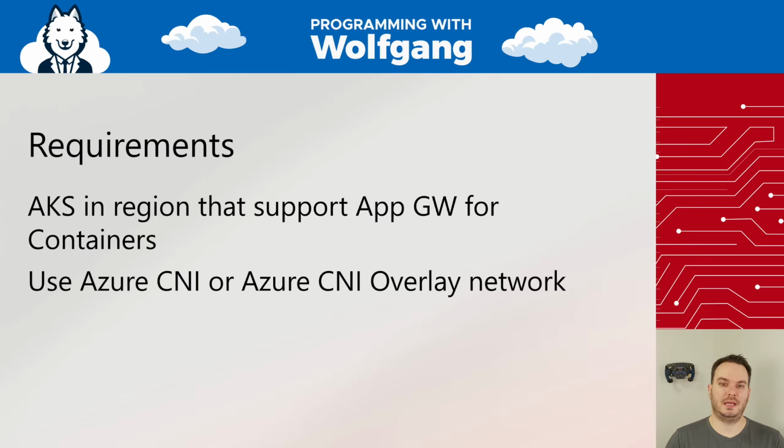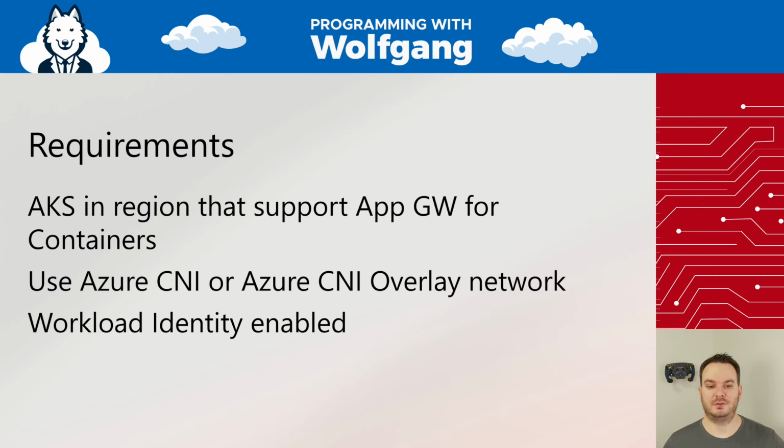Then also for the network, you have to use the Azure CNI or the Azure CNI overlay network. By default, if you create a new AKS cluster, it's using the Azure CNI already. But maybe if you have an older cluster that's still running, you might not use it. Then you have to have the workload identity enabled. This is a best practice for Kubernetes or AKS anyways, because it allows you to link managed identities to applications inside your Kubernetes cluster. And throughout the series, we have used this feature, for example, for the cert manager to be able to update our Azure DNS. Therefore, it should be enabled.